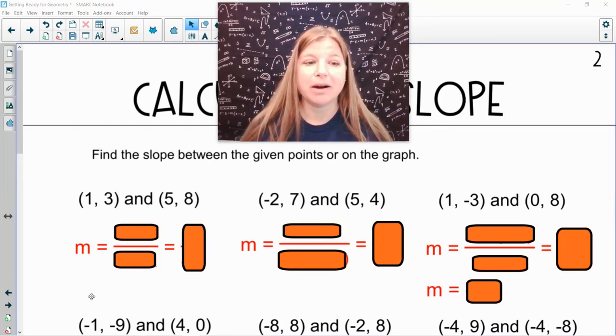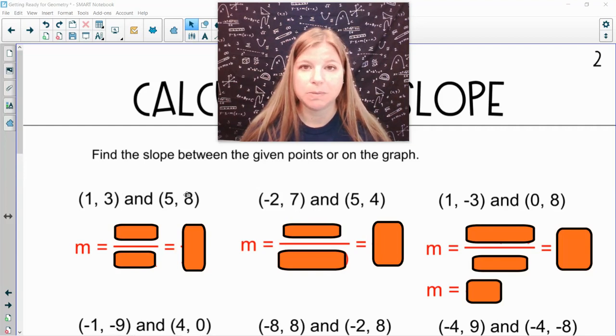So the first ordered pair is (1, 3) and (5, 8). What we need to do to figure out the slope, we use the formula m equals y sub 2 minus y sub 1, which means you take the second y value. Here in the first ordered pair, (1, 3) is x sub 1, y sub 1. The second ordered pair would be x sub 2, y sub 2. We subtract the y's over subtracting the x's. So y sub 2 minus y sub 1, I'm going to use my mouse to show you exactly which value.